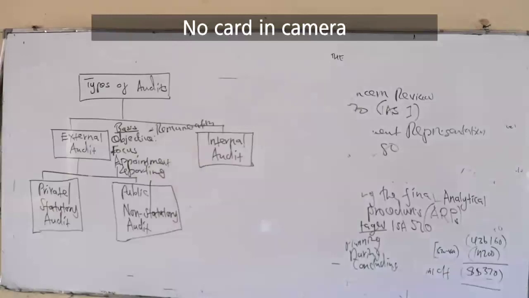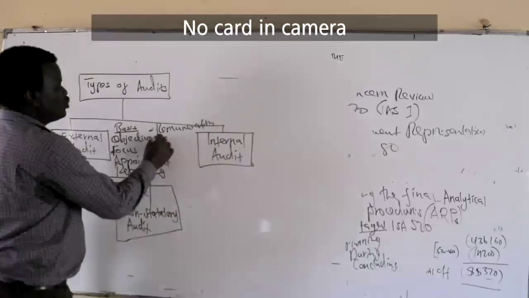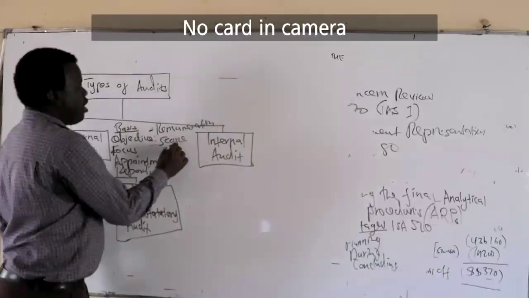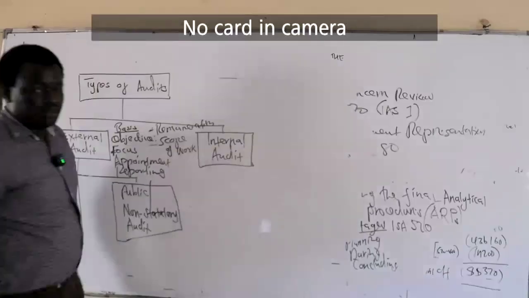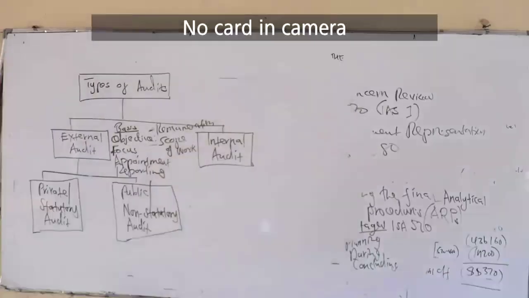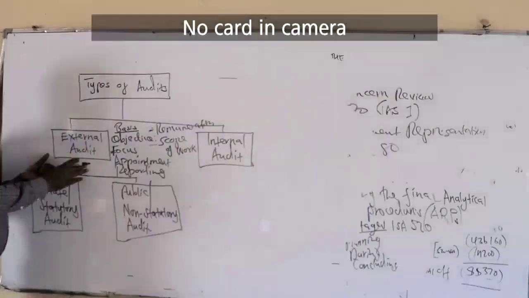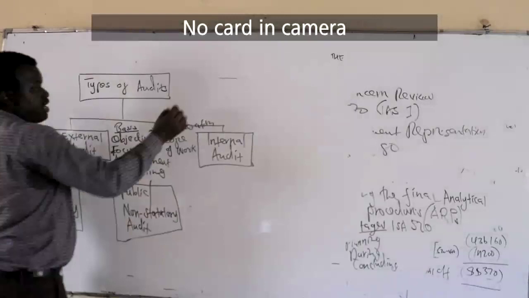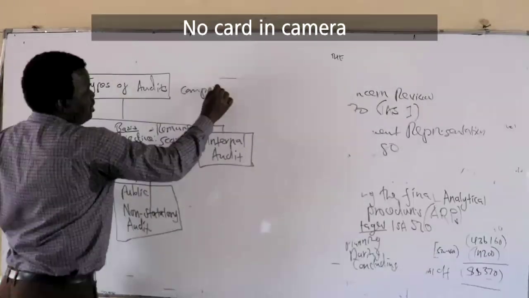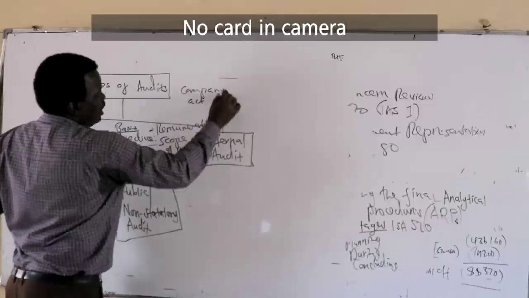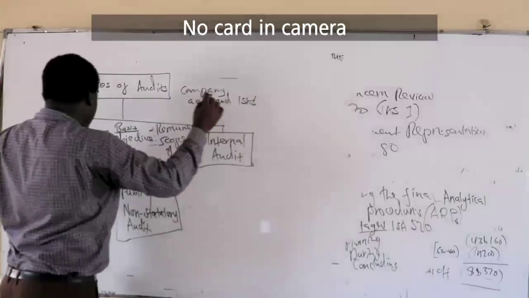The other basis of difference is the scope of work, which is in terms of the duties, responsibilities, and the extent of procedures. For the external auditor, the scope of work is determined by the Companies Act and the ISAs.